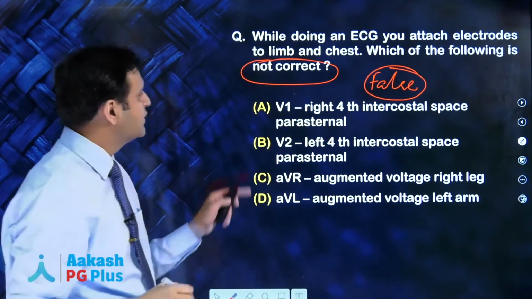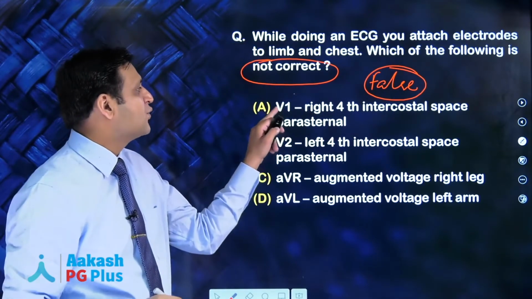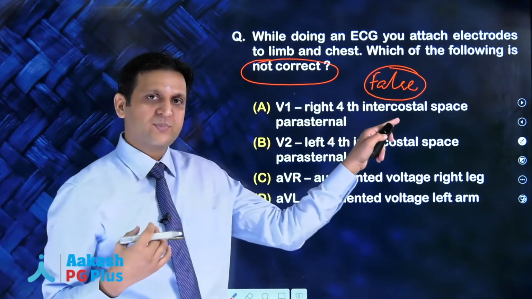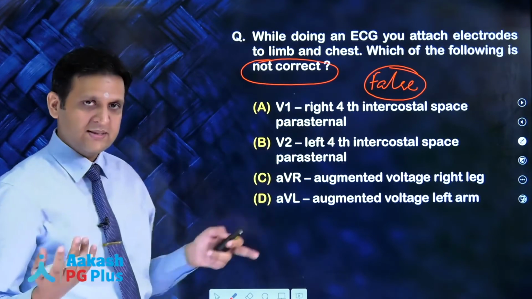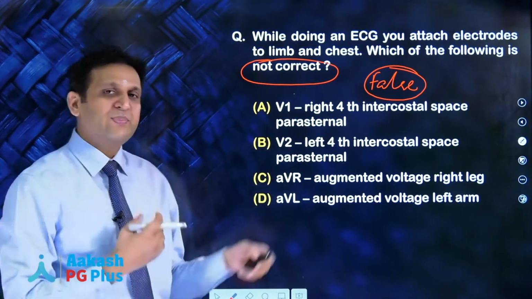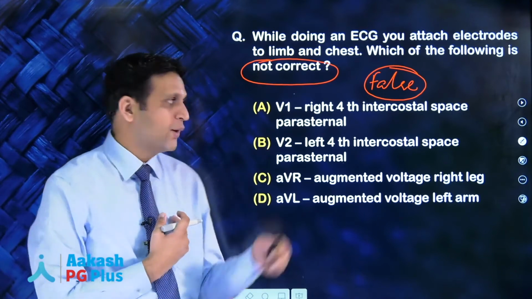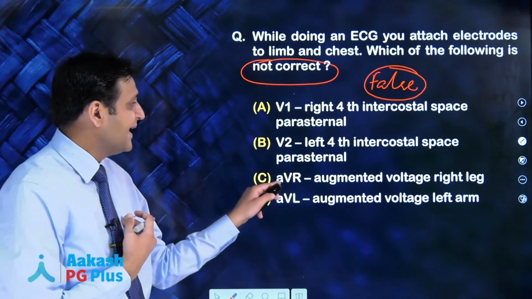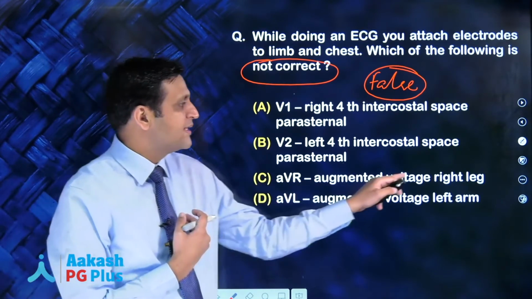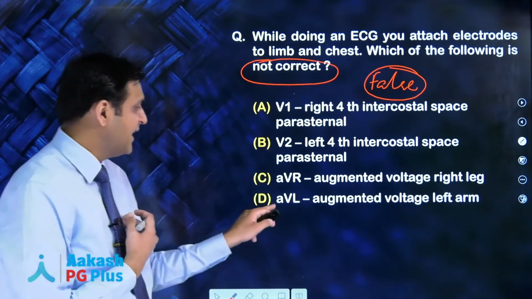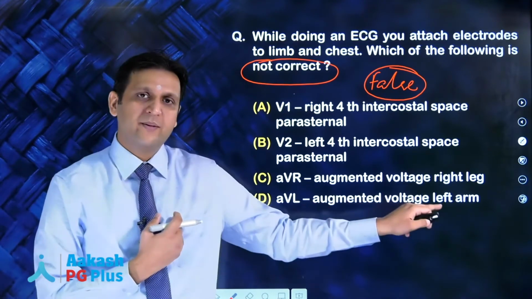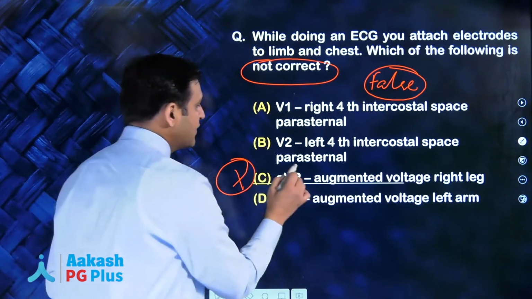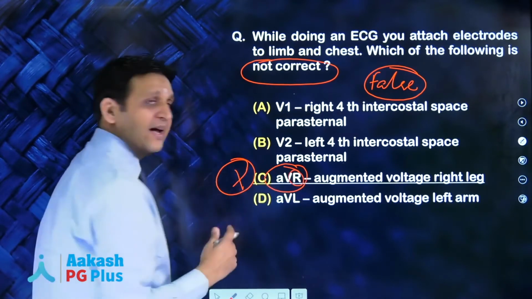Fine, right? So, the first option is V1. V1 electrode is a chest electrode that is placed in the right fourth intercostal space. Is that a true answer? Yes, that's a true answer. V2 is placed in the left fourth intercostal space. I will be subsequently showing this to you in the next few slides. AVR is the augmented voltage of the right leg. AVL is the augmented voltage of the left arm. So, the answer obviously is this. This is false. Why? Because AVR is attached to the right arm.